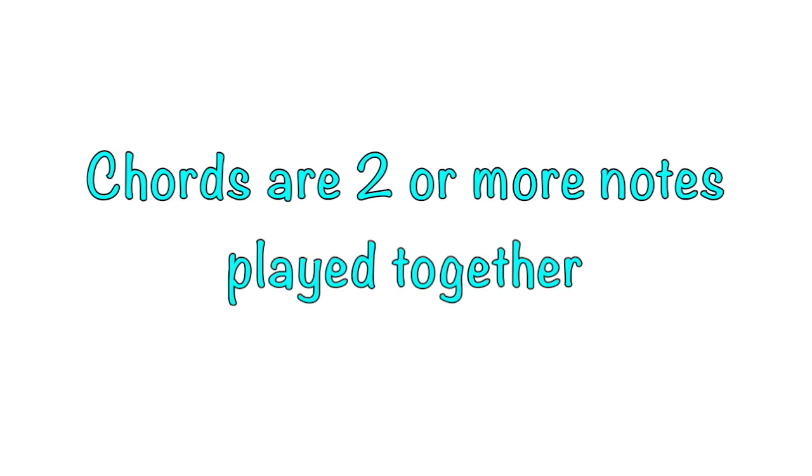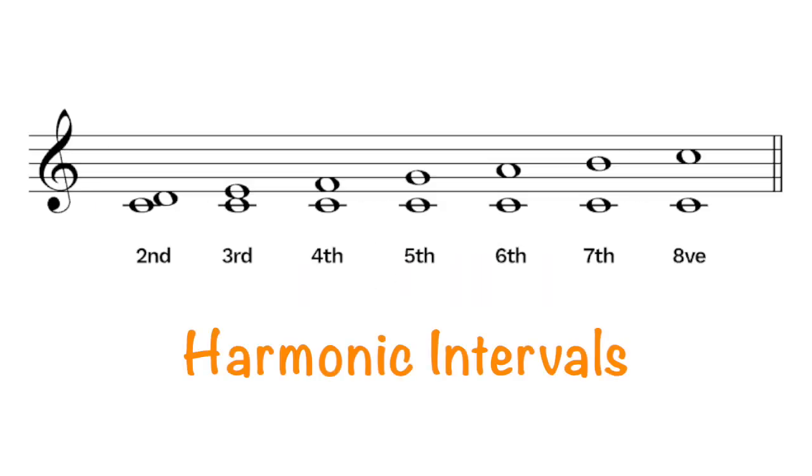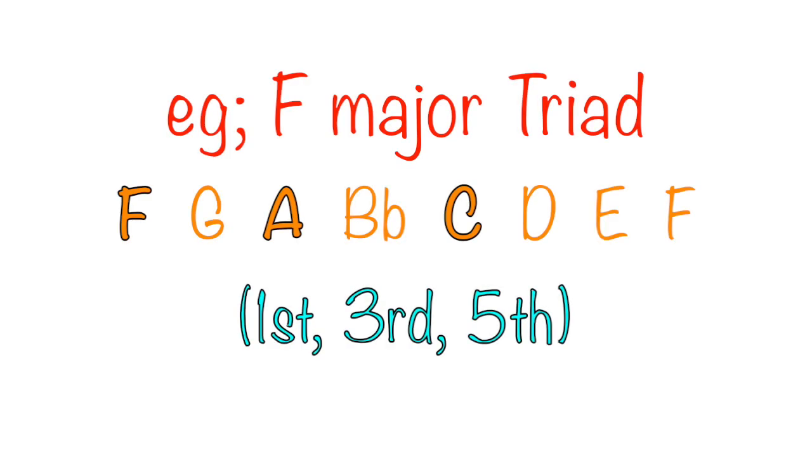Chords. Chords are 2 or more notes played together at the same time. 2-note chords are called harmonic intervals. Chords are formed from scales. A triad chord comes from the 1st, 3rd, and 5th note from that scale. These 3 notes are unique to that chord, no matter what order they're played in.